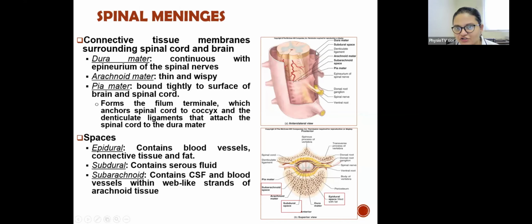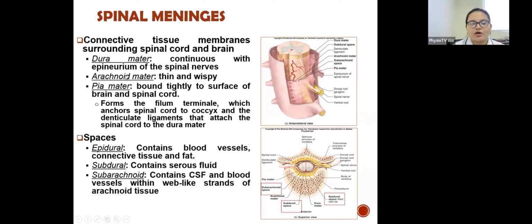Here, if you can see in the picture, this is the dura, this is the arachnoid, and the innermost is the pia mater. Arachnoid mater is thin and wispy, and pia mater is bound tightly to the surface of the brain and spinal cord. It also forms the filum terminale, which anchors spinal cord to coccyx, and the denticulate ligaments that attach the spinal cord to the dura mater.